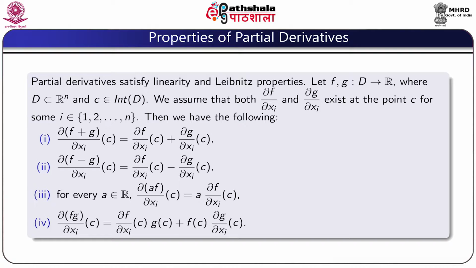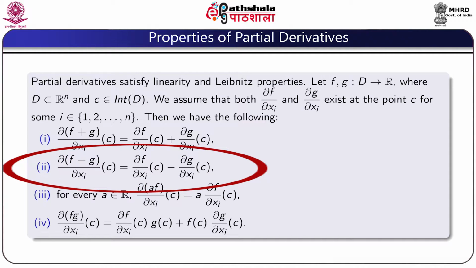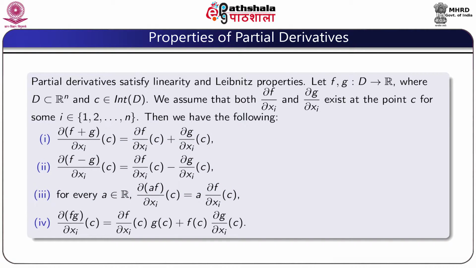Similar thing happens when we consider difference of the scalar fields f and g. We find the partial derivative of f minus g with respect to the variable xi at the point C equals ∂f/∂xi at the point C minus ∂g/∂xi at the point C. That is, in case of partial derivatives, derivative of difference equals difference of partial derivatives.